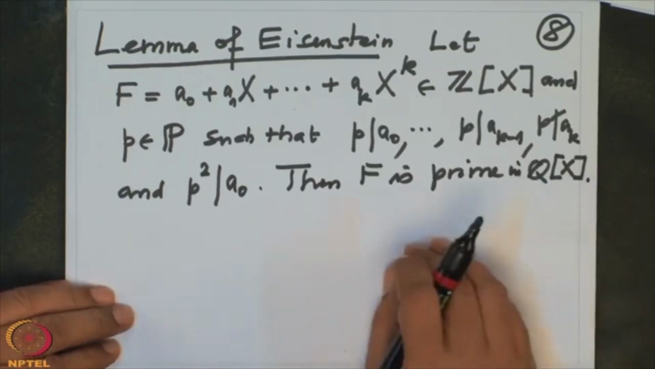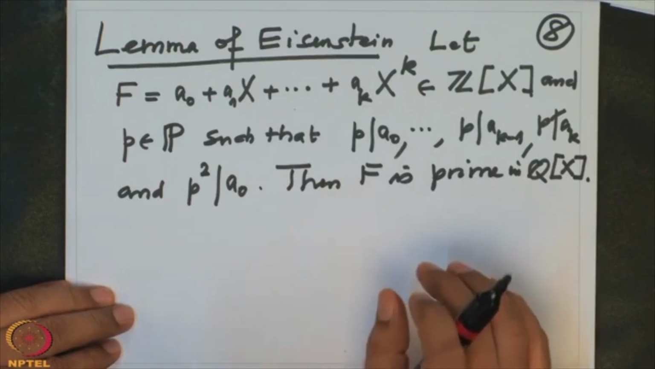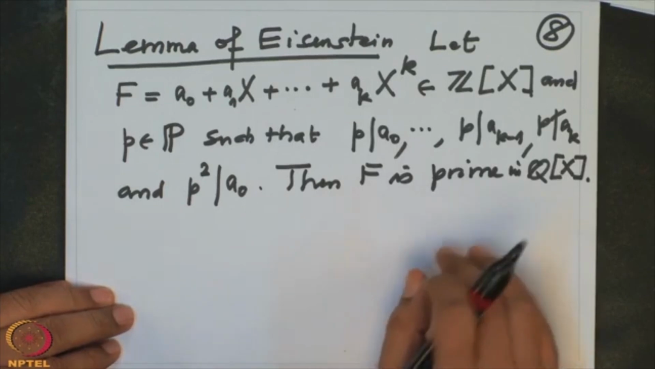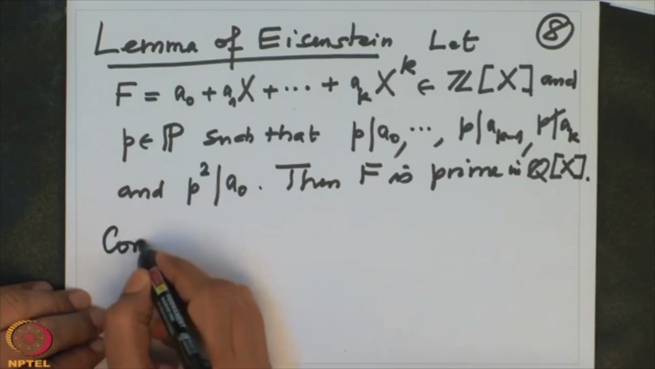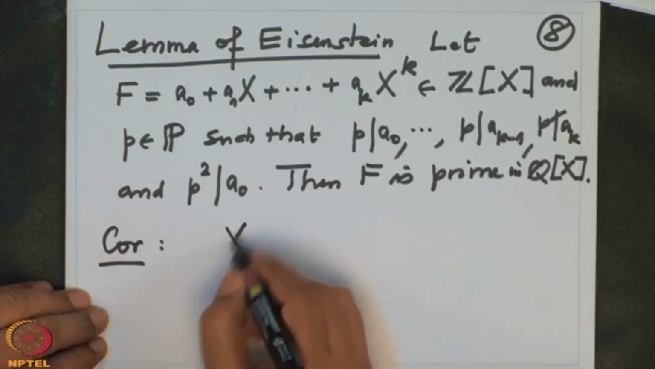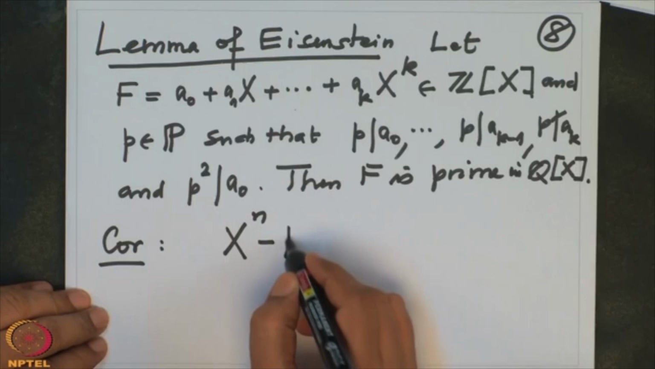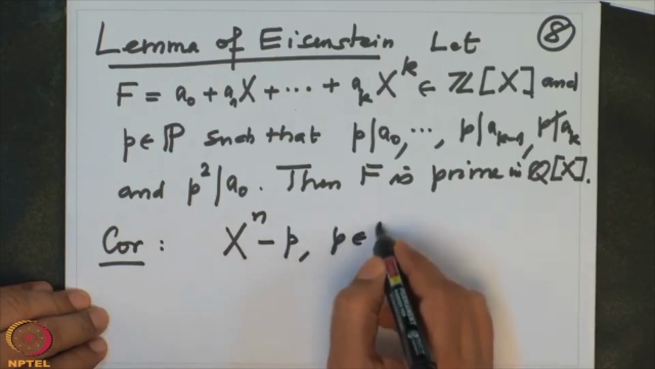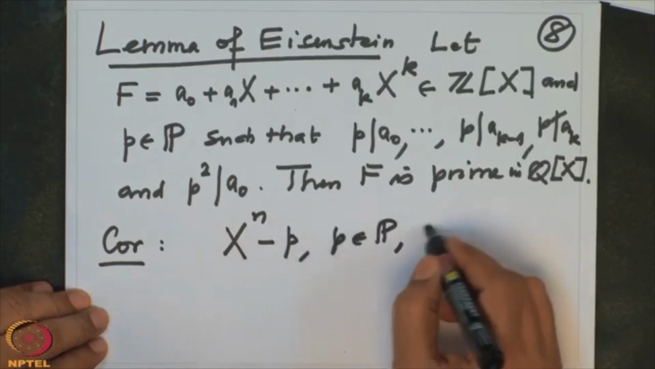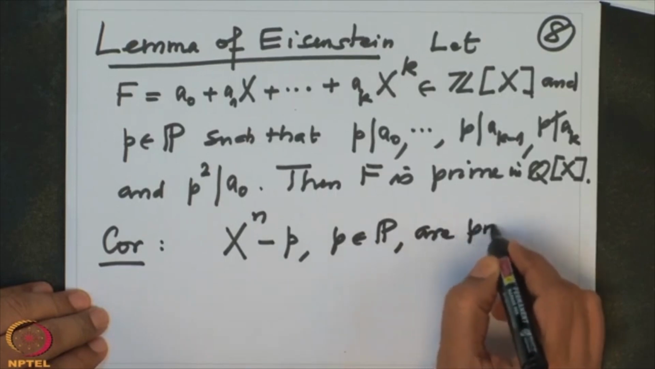The proof is very easy. Before I prove this, I just have to say that an immediate corollary is that if I take any x^n minus p, with p a prime number, these polynomials are prime in Q[x].